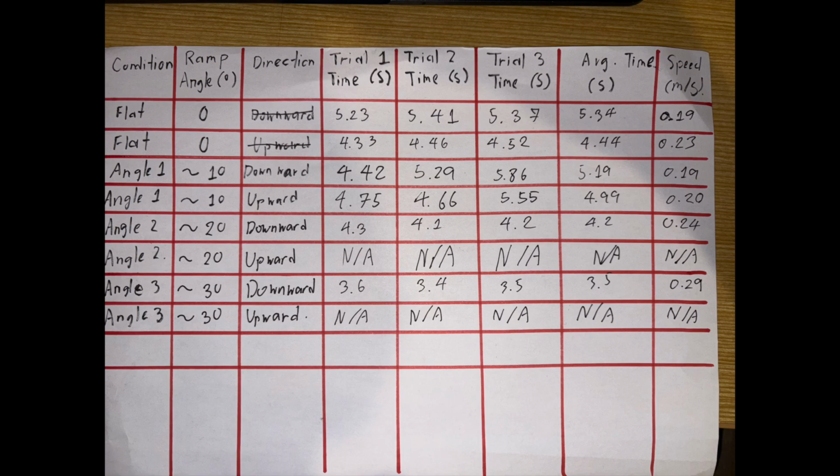To conclude, ramp angle has a significant but opposite effect on speed depending on direction. Downward motion is faster with steeper slopes, while upward motion slows and eventually becomes impossible. This mirrors everyday life, like cyclists racing downhill but struggling uphill, or me sprinting towards the canteen at lunch but dragging myself back up the stairs afterwards.